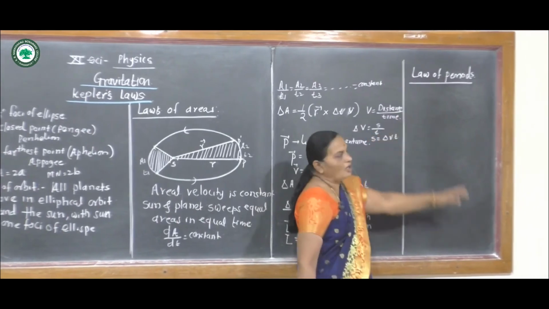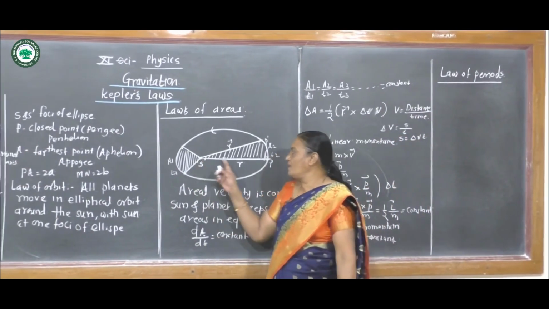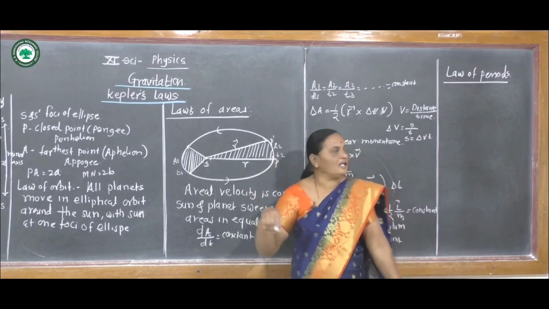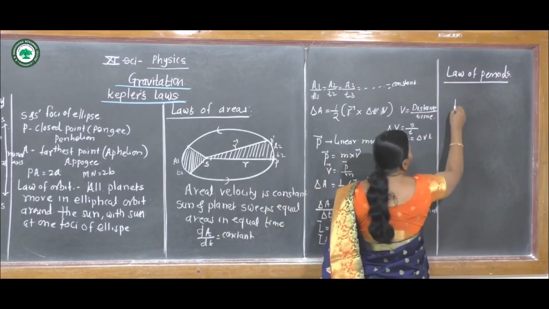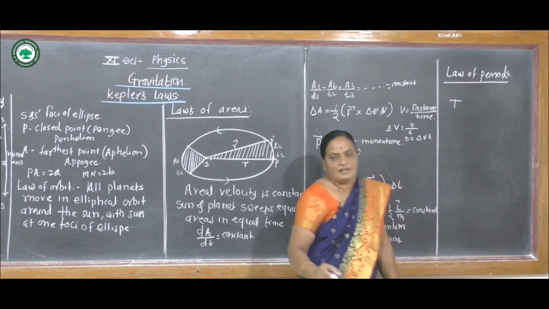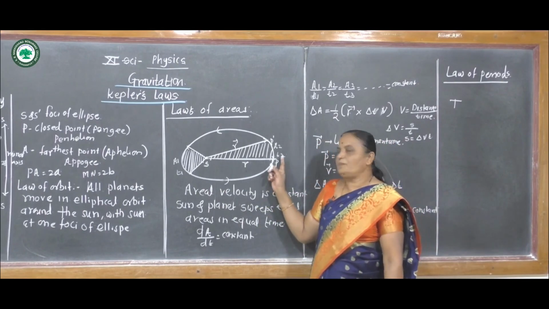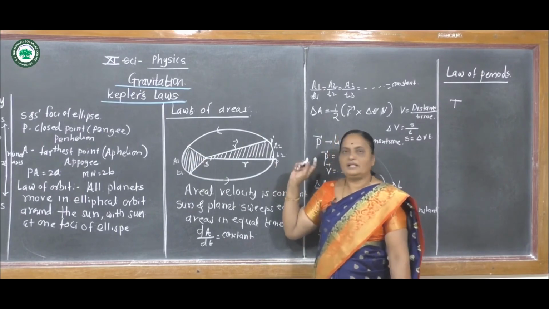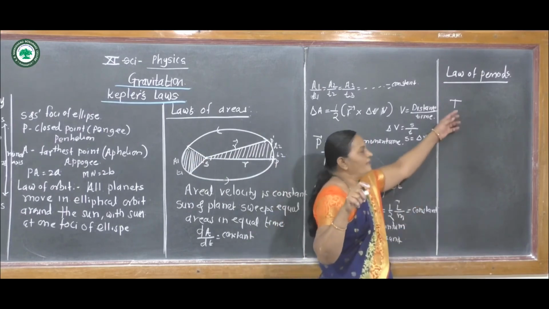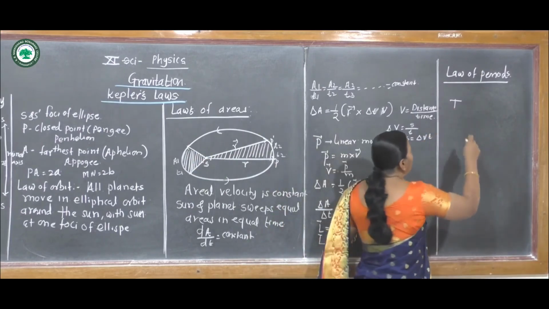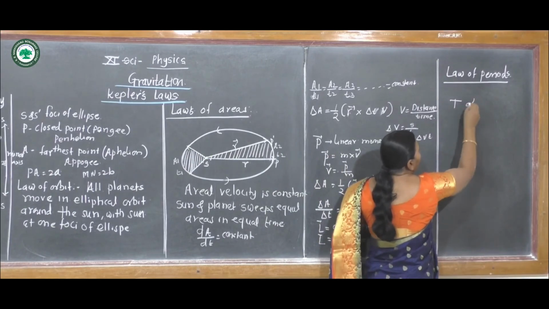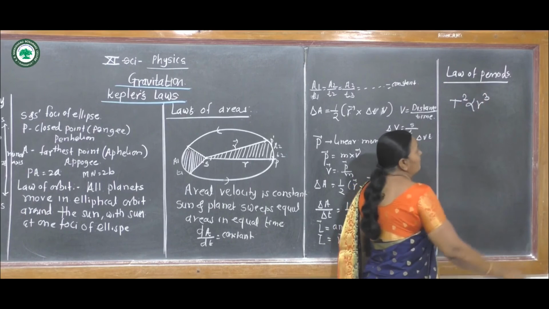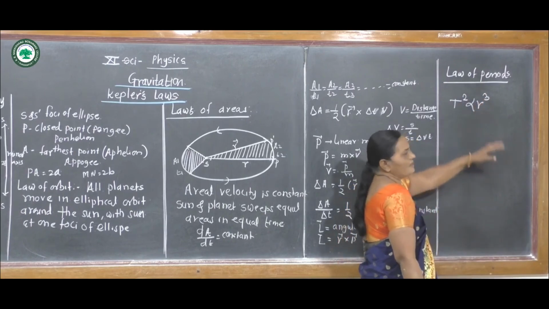See, in this law, suppose this is the semi-major axis, and suppose T is the period. What is the period? Period is the time taken to complete one revolution. It is called the period, and T is the period. The square of the period is directly proportional to the cube of the semi-major axis.